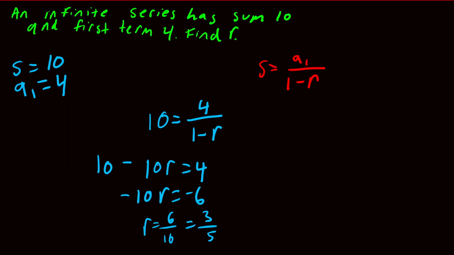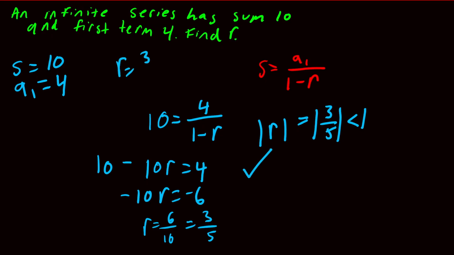Now, a lot of people might think, okay, 3 over 5, that's the answer, boom. No, you have to check the condition. So the absolute value of r is the absolute value of 3 over 5. Is this less than 1? That was our condition, and yes, it is. So that means r equals 3 over 5, and it's a valid answer.